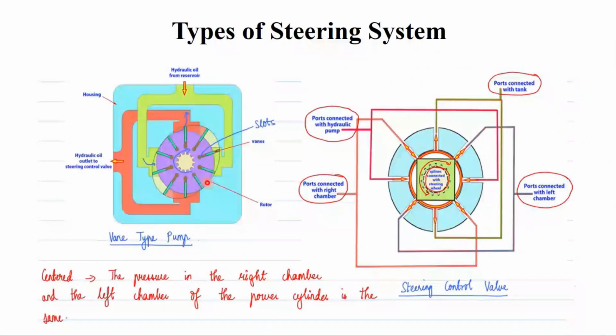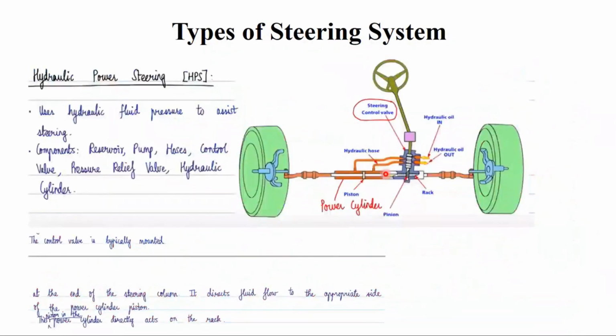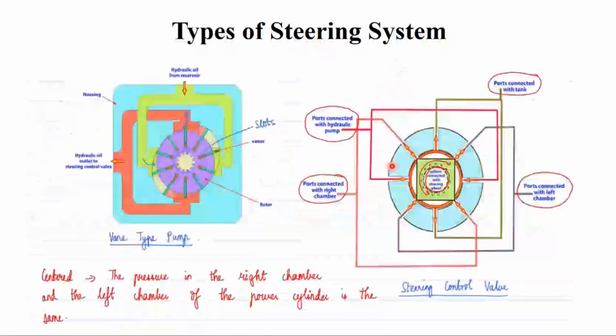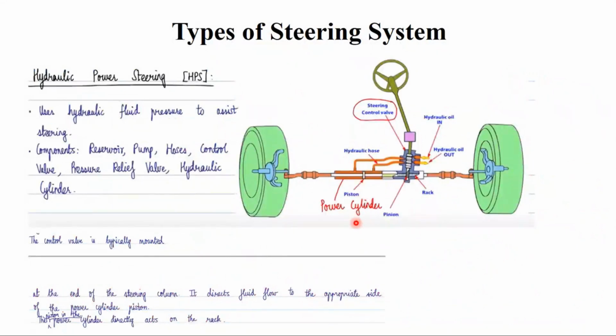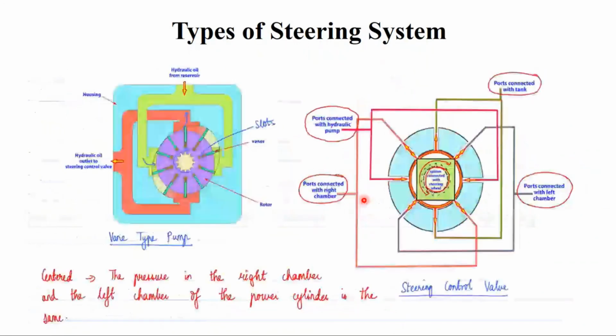It has the rotor. And this is the steering control valve, the exploded view of the steering control valve, where it has a lot of splines, which are connected with the steering wheel. When this vane type pump is in the center position, the pressure in the right chamber and the left chamber of the power cylinder is going to be the same. We have two, left and right. So the pressure is the same when the steering wheel is in the center position.